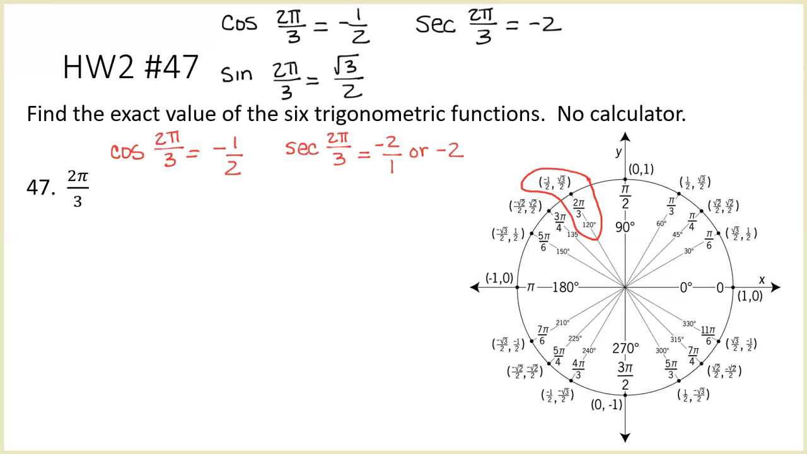Now, to find the sister, which is the cosecant, we have to flip that. And when we flip it, we can't have a radical in our denominator. So for this one, we have to multiply it top and bottom by √3.